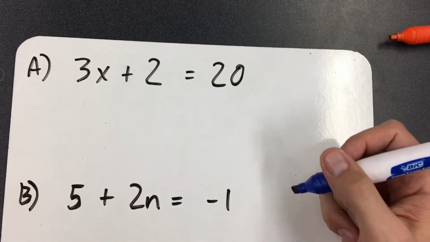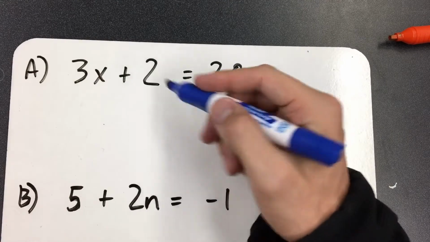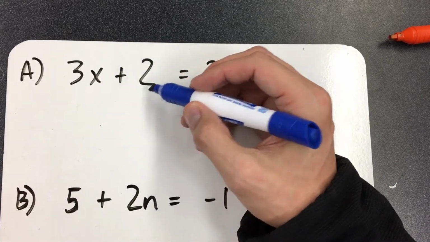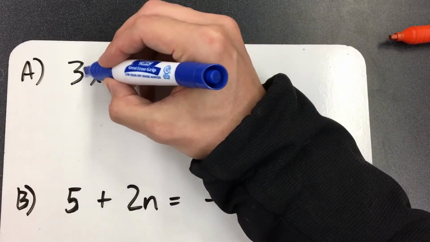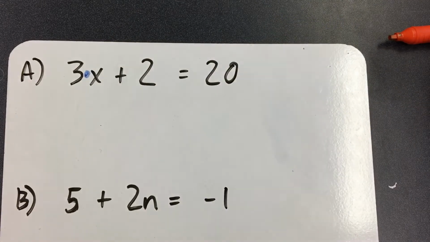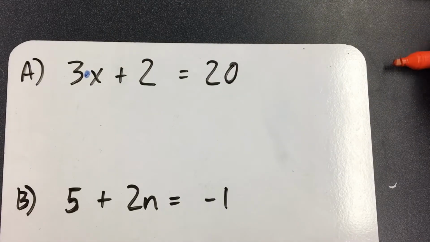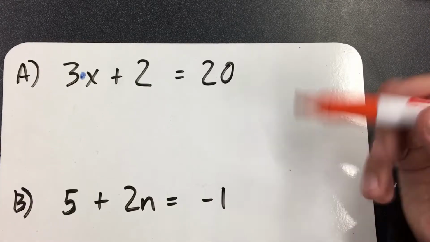For example, in this question, letter A, you can see that we have adding 2. The letter X is being added with the 2. The letter X is also being multiplied with the number 3. So we have 2 operations happening to the letter X. We're going to have to undo these. We're going to work backwards.